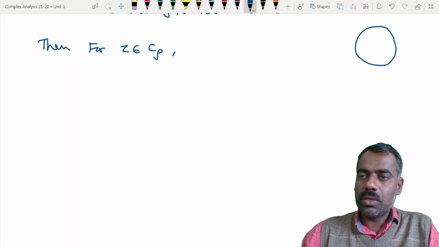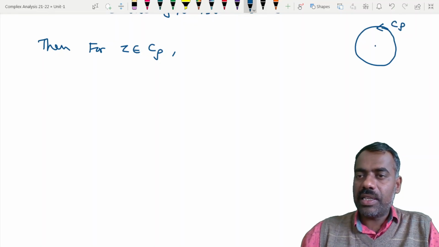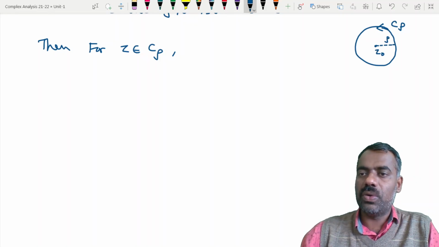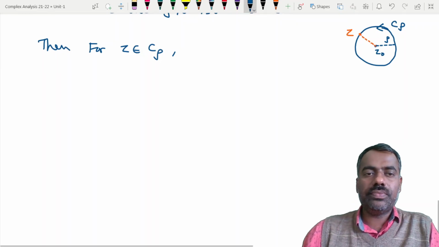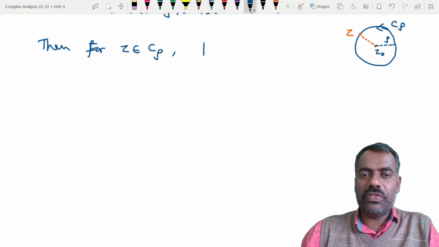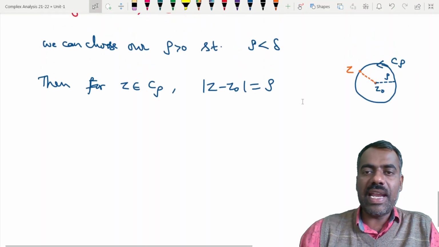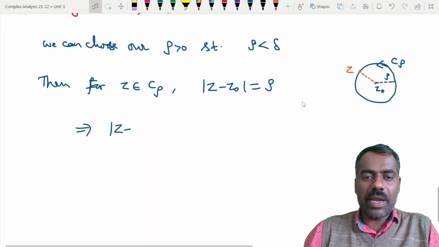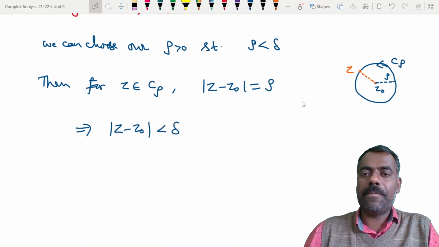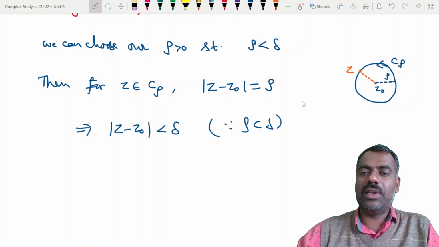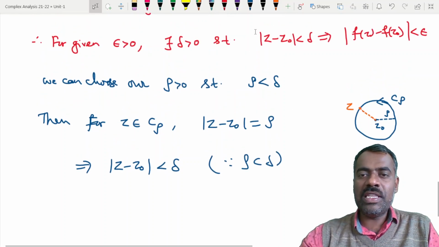this is our C rho, and this is a circle centered at z0, and this is distance rho. So if you take any point z here, then what is the meaning of that? Then what we have here is mod z minus z0 is equal to rho, right? Now as rho is less than delta, this implies mod z minus z0 is less than delta, since our rho we have selected smaller than delta, right? So therefore, for all this z belongs to C rho, this condition is true.